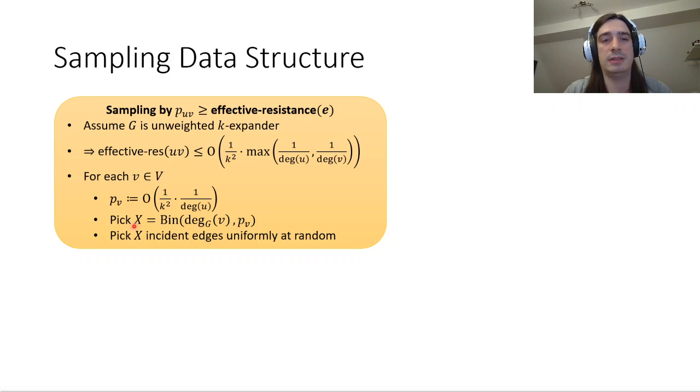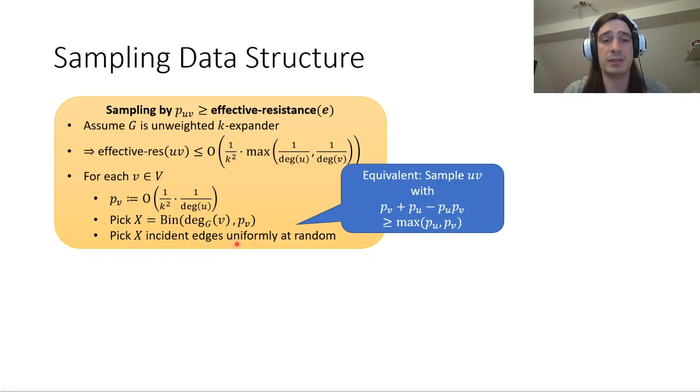The nice thing is that these coin flips, like this binomial distributed variable, can be generated efficiently so that the time is just proportional to how large this x is. And then you just pick a bunch of incident edges uniformly at random. The point here is that if you do this, that's equivalent to sampling every edge with probability at least the coin flips of the 2 endpoints. And well, maximum of these 2 probabilities, right? If we look at that's the probability here, that's exactly the upper bound we had on the effective resistances. So this sampling scheme does sample every edge with probability at least the effective resistance.